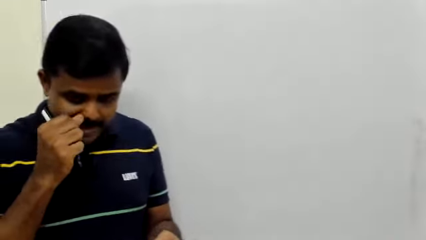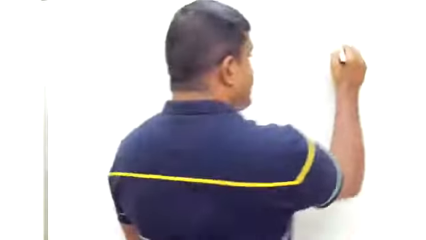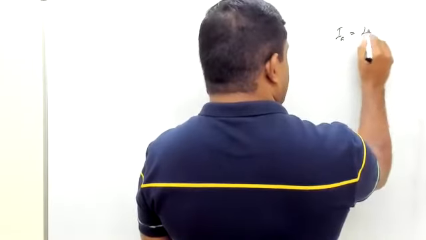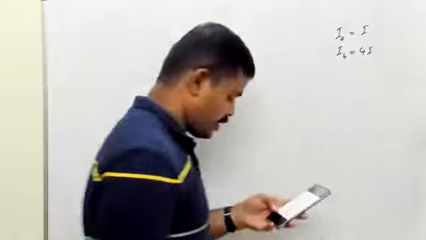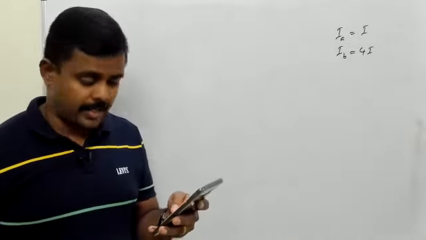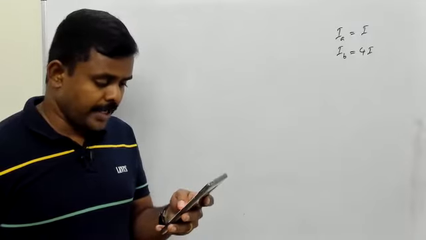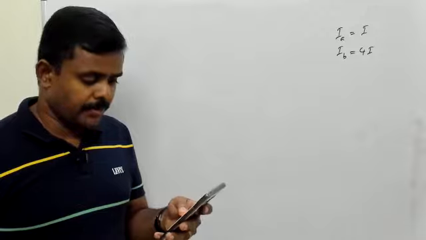Question number A4. We'll do one last question. Two beams of light having intensities I and 4I. So IA is I and IB is 4I. All right. What are they doing? They interfere to produce a fringe pattern on the screen. The phase difference between the beams is pi/2 at a point A.